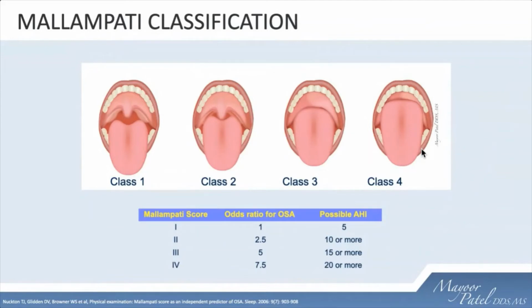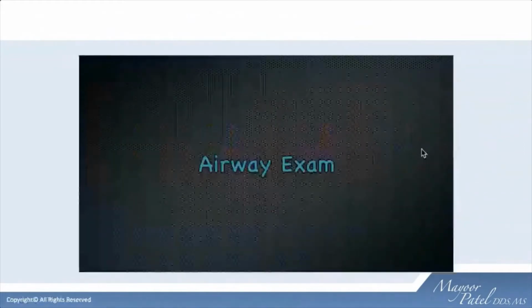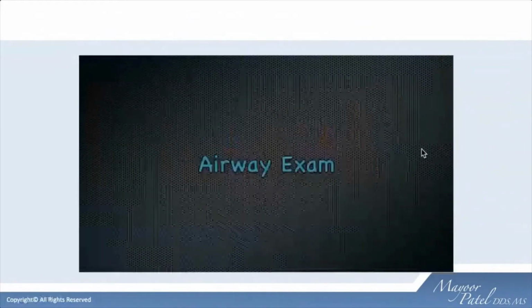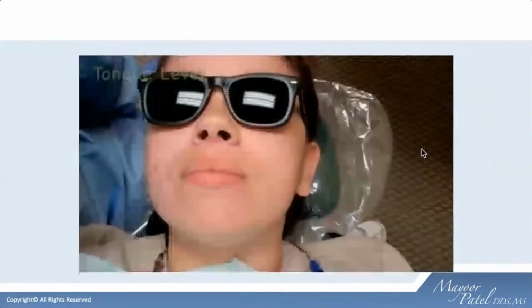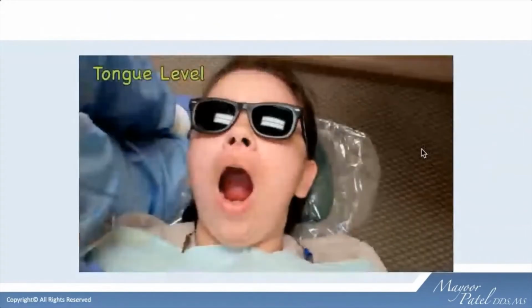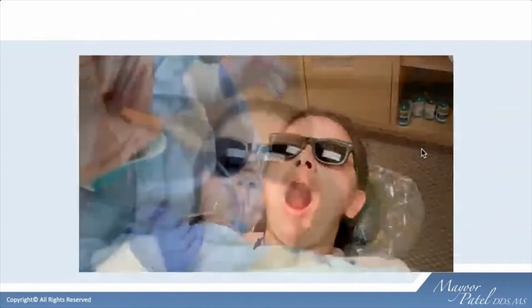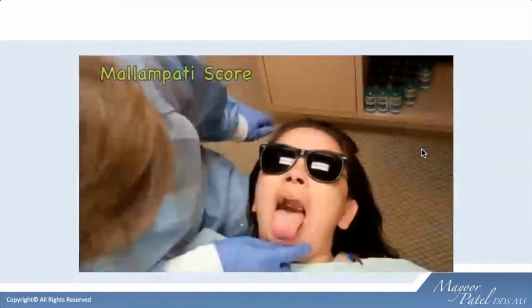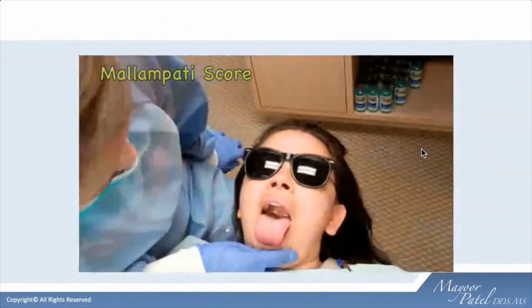So there again, if you identified your patients purely based on Mallampati classifications, you're more than likely to find quite a bit of them. And what does this look like clinically? The exam is performed by a hygienist: have them open, look at your tongue level without any further instructions, have them stick their tongue out prior to doing your oral cancer screening, and you get your Mallampati classification.